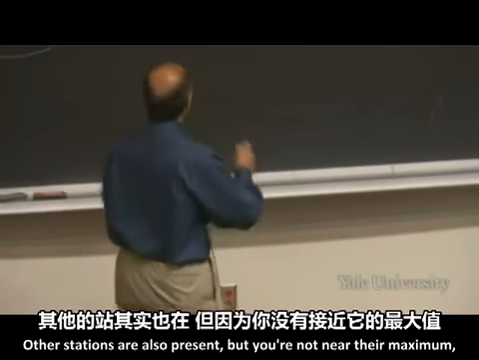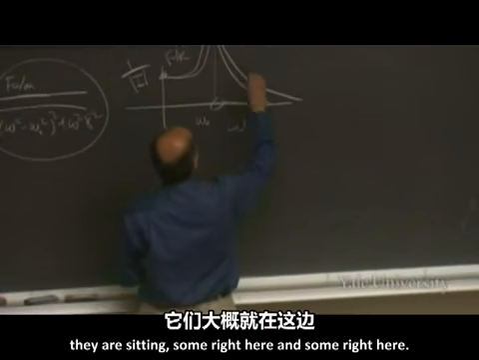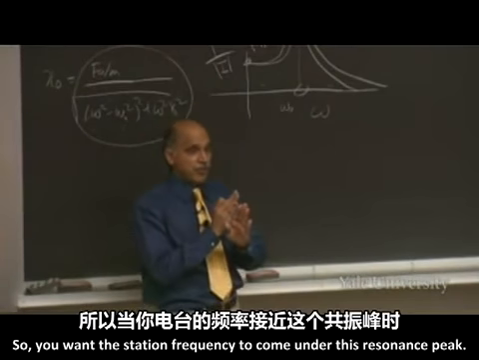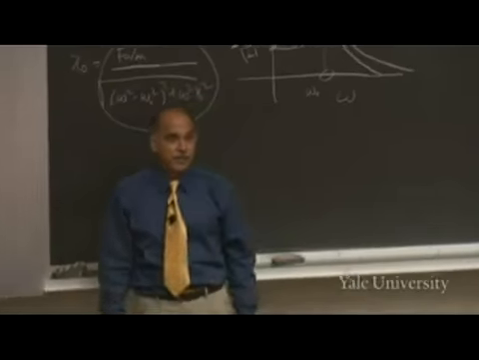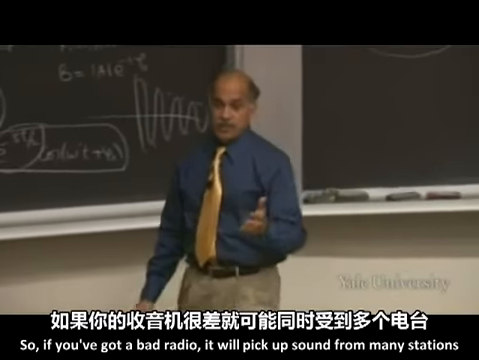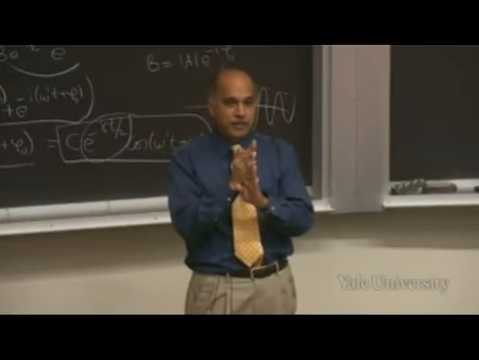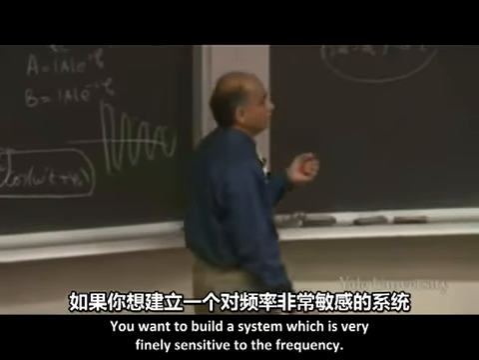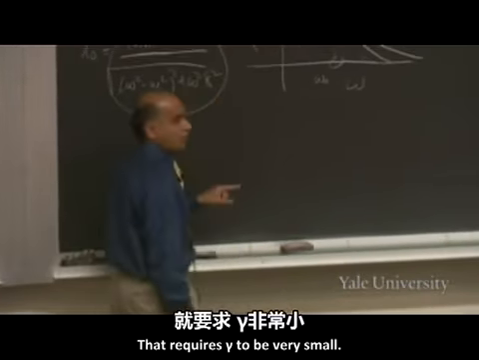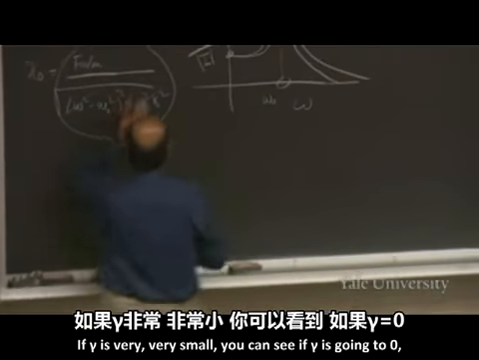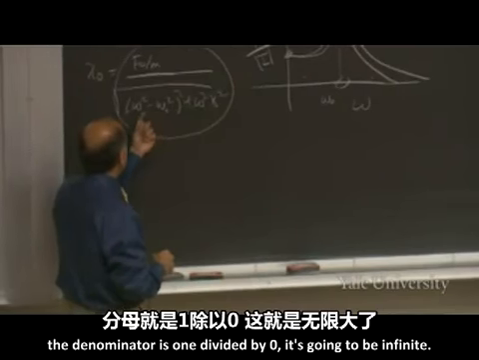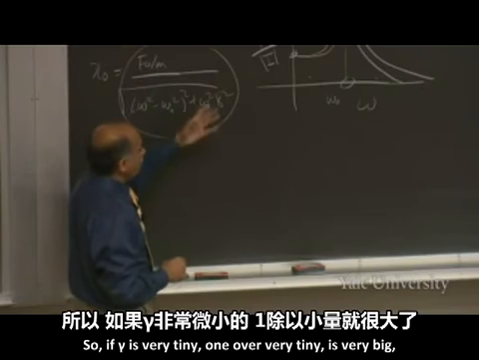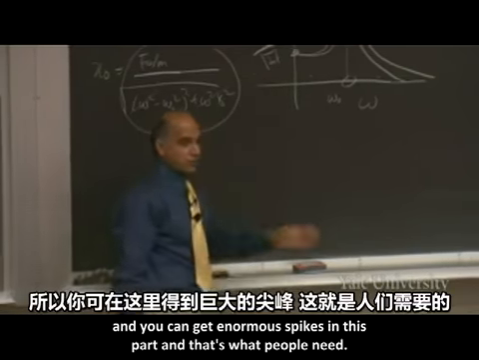Other stations are also present, but you are not near their maximum. They are sitting somewhere here and somewhere here. So you want the station frequency to come under this resonance peak. If you've got a bad radio, it'll pick up sound from many stations because it's not very refined. If the peak is broad, you will get sound from many stations. So you want to build a system which is very finely sensitive to the frequency, and that requires gamma to be very small. If gamma is going to 0, the denominator goes to 0, so the response is 1 divided by 0, which is infinite. If gamma is very tiny, 1 over very tiny is very big, and you can get enormous spikes in response, and that's what people need.